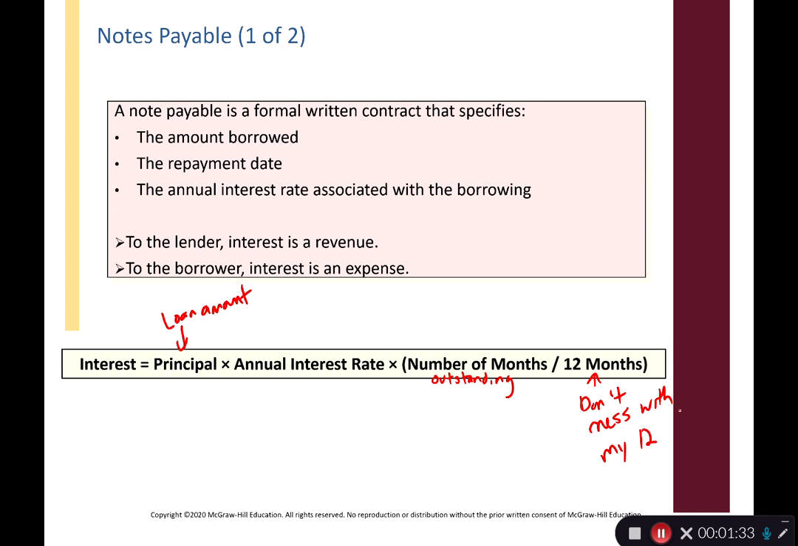So if we borrowed the money on October 1st, and then the year end is December 31st, October, November, December would be 3 months outstanding. We still divide it by 12, whether it's a 6-month loan or a 9-month loan or a 10-year loan, because there's 12 months in the year. Don't mess with the 12.